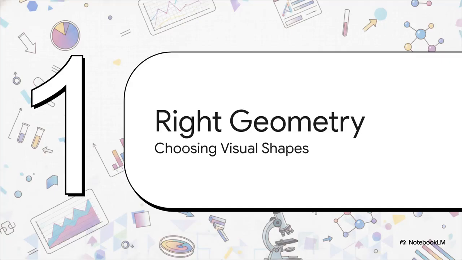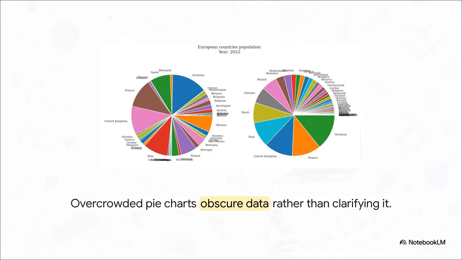Moving right along to Section 2, Choosing the Right Geometry. Overcomplicating simple data with the wrong type of graph is a super common trap. The geometry you choose, whether it's a bar chart, a line graph, or a scatter plot, fundamentally dictates how your audience is going to interpret the relationship between your variables.